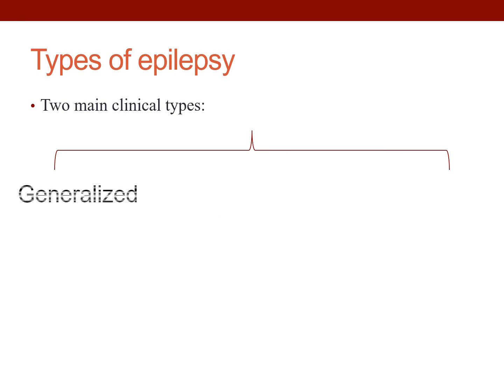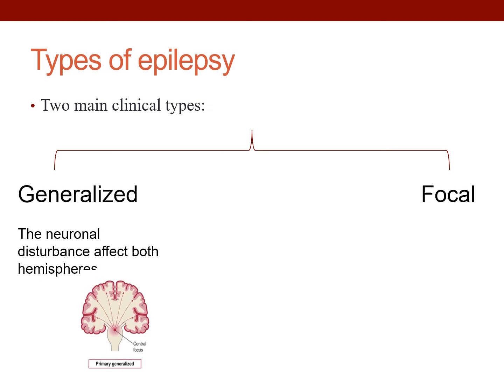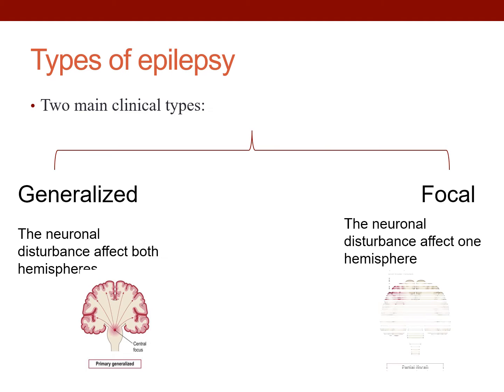Okay, so for the generalized seizures, it is expected that the neuronal disturbance will affect both hemispheres, both sides of the brain. While in focal seizure, it is expected that the neuronal disturbance, whether it is hyperactivity or synchronous activity, will affect only one hemisphere, even one part of the hemisphere.